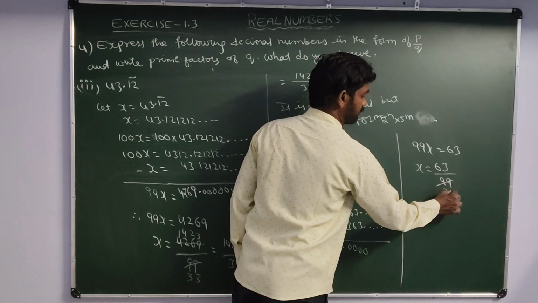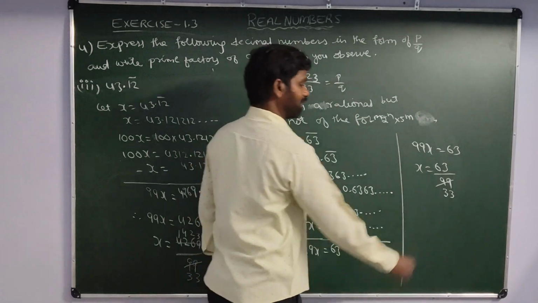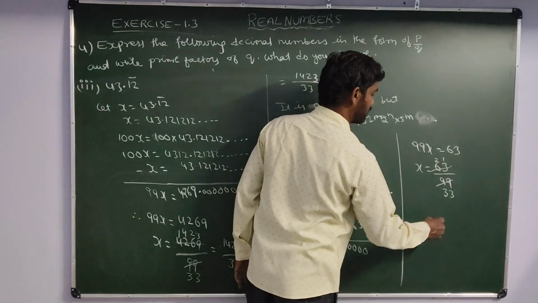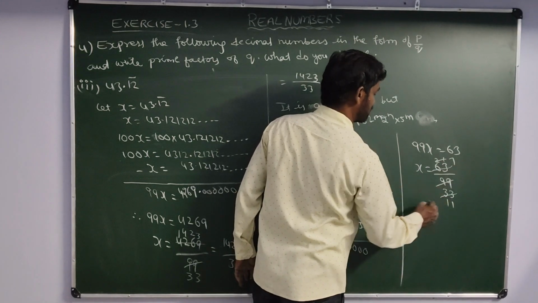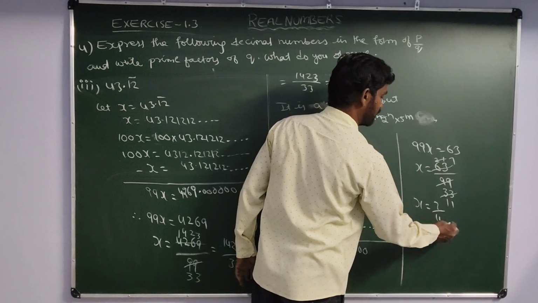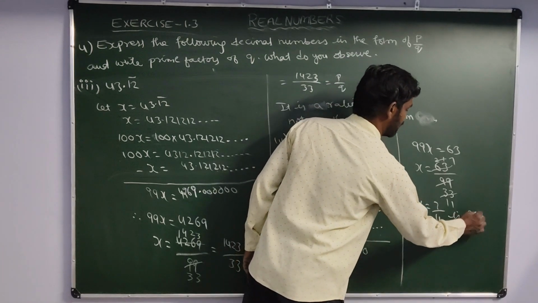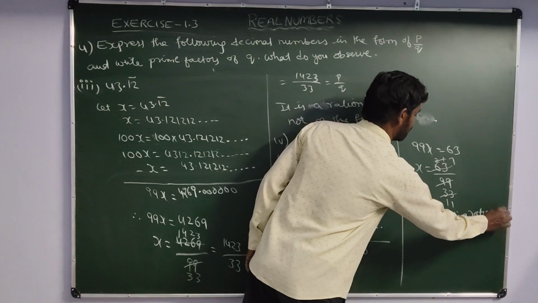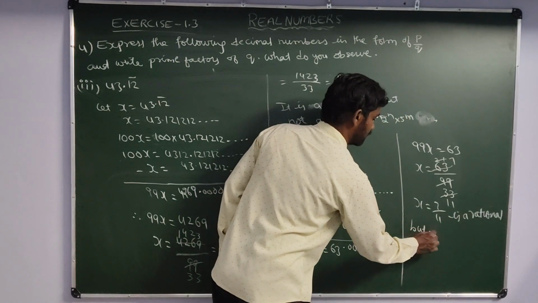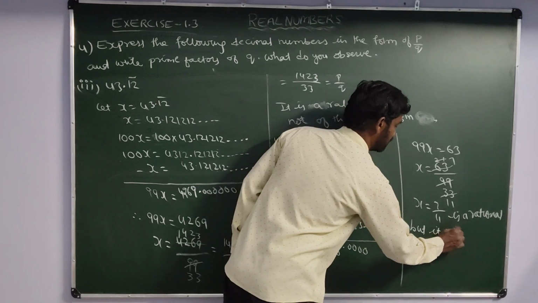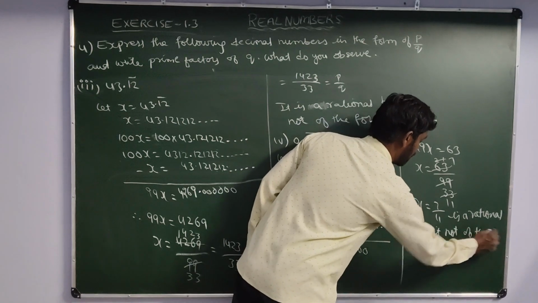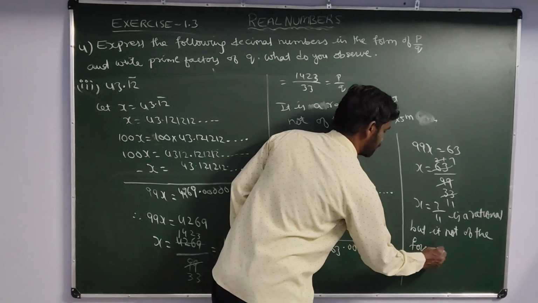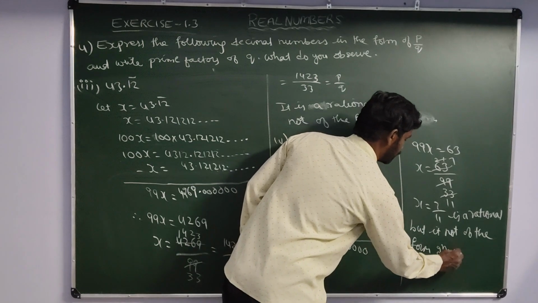So in short we can write, using the 3 table, 3 3s are 9, 3 2s are 6, 3 1s are 3. Again we can take the 3 table, 3 1s are 3, 3 7s are 21. So x is equal to 7 by 11, which is a rational number, but it is not of the form 2 power n into 5 power n.